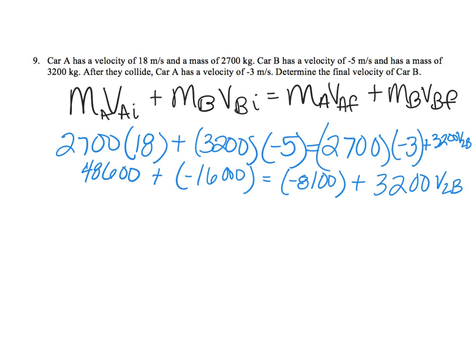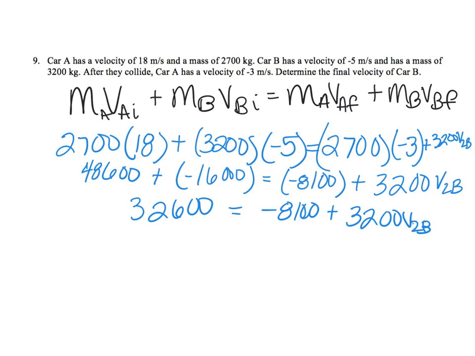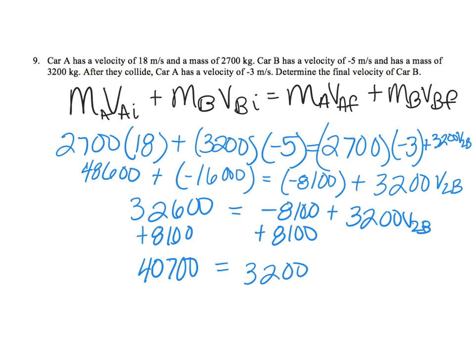Right? So now we can keep simplifying this. We're going to add up both numbers on the left side. When we add those two together, we're going to get 32,600. And that's still going to equal -8,100 plus 3,200 times V2B. All right, we do not add this -8,100 and the 3,200. Do not add those together. That is incorrect math. Right? We are going to add the 8,100 to the other side. And that's going to give us 40,700 on the left, leaving us with 3,200 on the right-hand side.